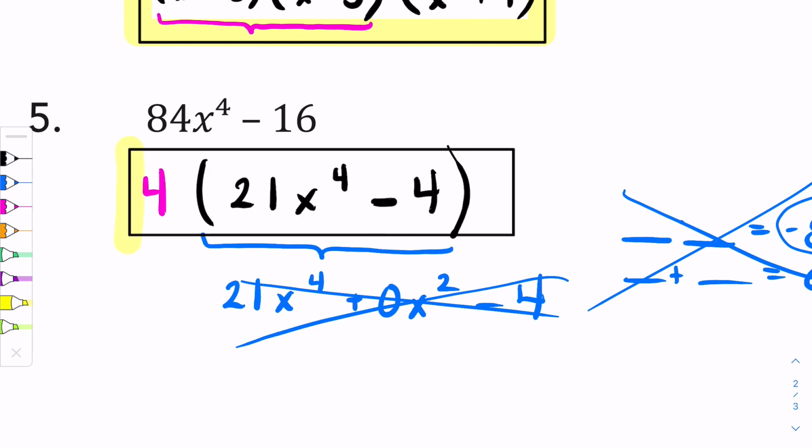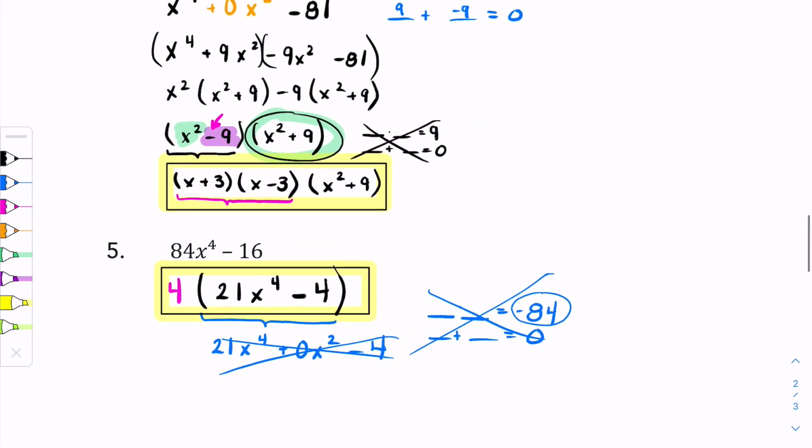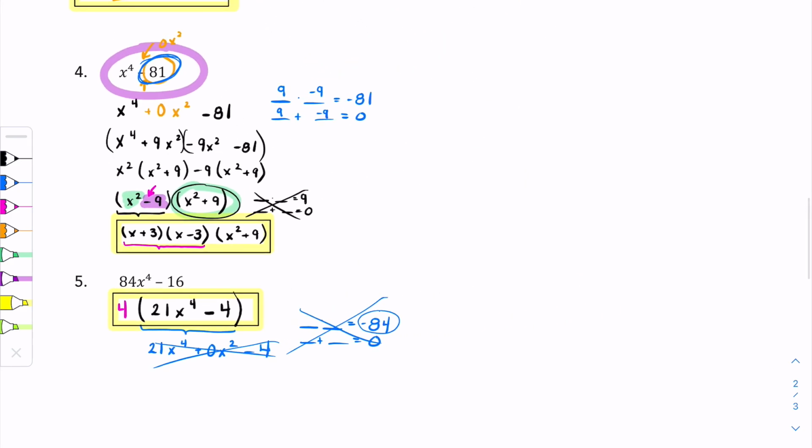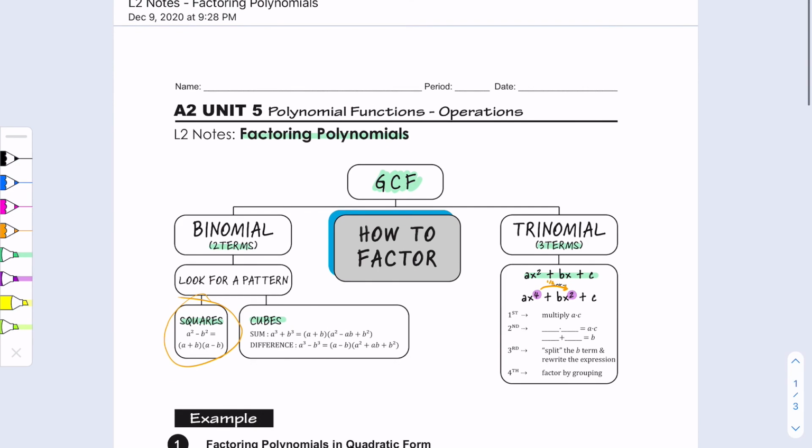And you're going to see problems like this on your homework or on quizzes. You have to check for a GCF. It's the first thing you always do, and it might be the only thing you have to do. So first thing, look at your graphic organizer. The first thing you do is check for a GCF. That might be the only thing you do.